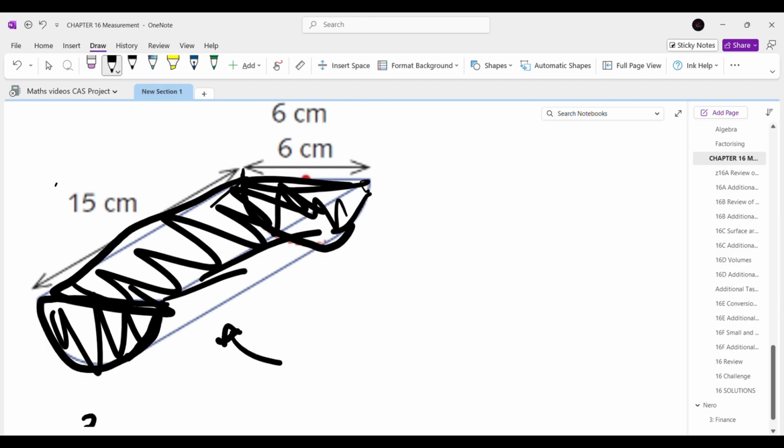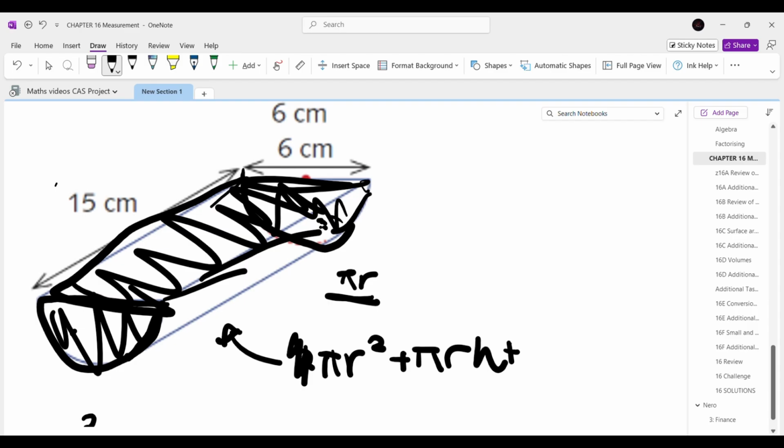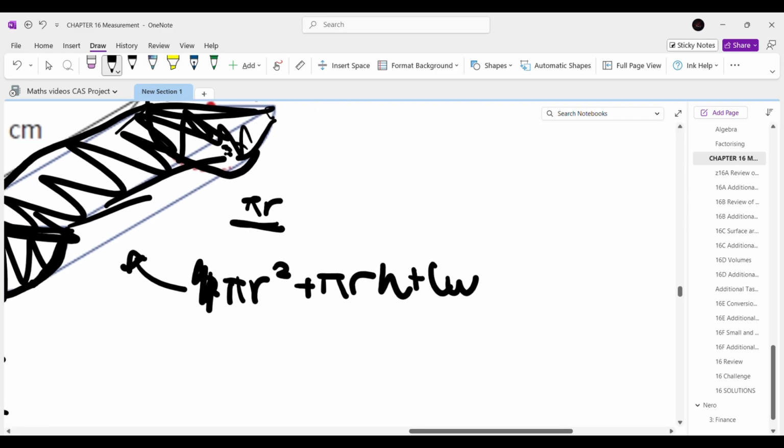So our two semicircle areas are 2 pi r squared. However, it's only half of each, so the 2 and the half will just cancel out. So we just have pi r squared as our area of these two semicircles combined. Then we have half our circumference, which is just pi r. This is usually 2 pi r. Pi r times the height, which is 15 centimeters. Plus 6 times 5, so it's just length times width.